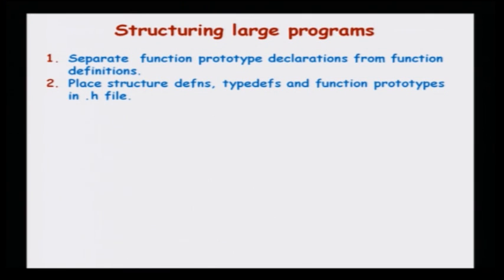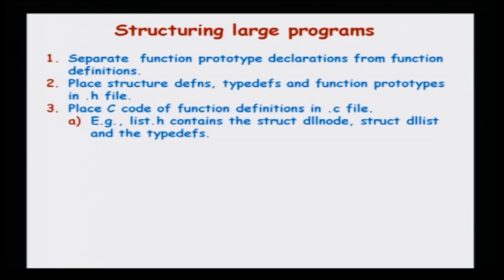Now, place all prototype declarations, structure definitions, and typedefs, so just the declarations, in a file with suffix .h. Right now we have been coding in a file called .c. What we are proposing is that the declarations alone, we will place in a separate file with suffix .h. You have already seen such an example, which is stdio.h. We never bothered about what is inside stdio.h. Now, we are talking about how to write these header files.